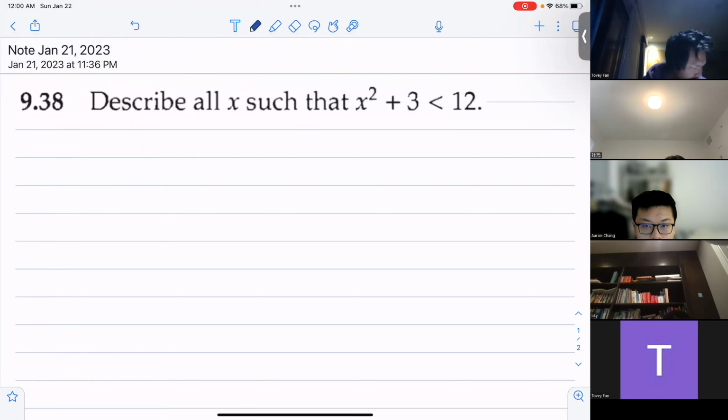Okay, so this is not a hard one. Describe all x means that you're gonna find a solution. So first step, obviously we just minus 3. That becomes x squared less than 9. So it shouldn't be too hard. Any idea, anyone? What is the solution here?